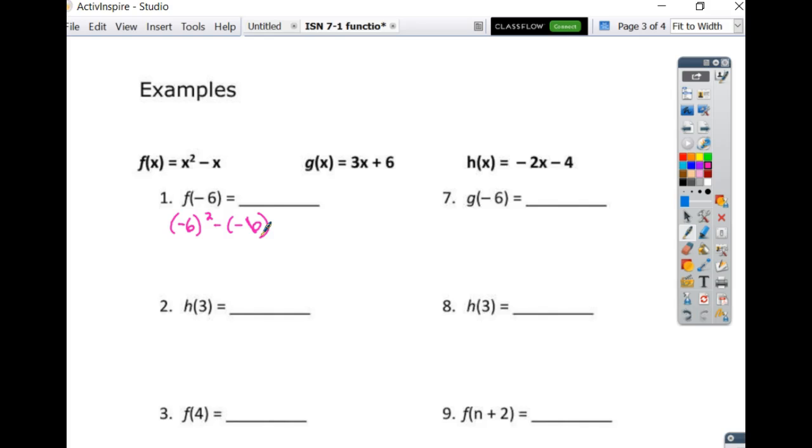So I get -6 squared minus a -6. What is -6 squared? 36. And minus the minus becomes positive. So 36 plus 6 gives me 42, and that's your answer.